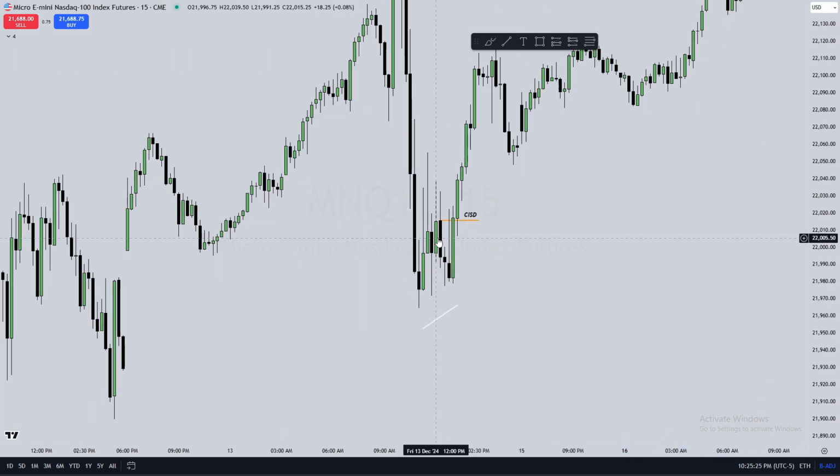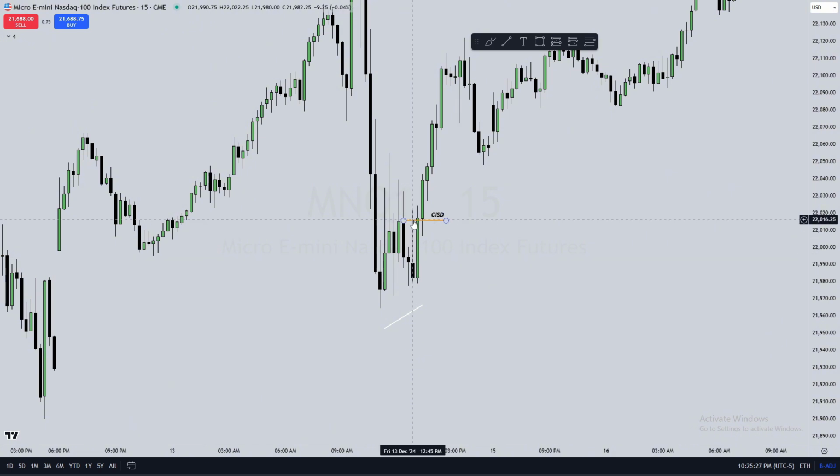As you can see, we have a clear entry after engulfing these last down close candles. We tap into this order block, which is from here to right here, and we have an IOFED entry, and we tap into it and we skyrocket from this order block.